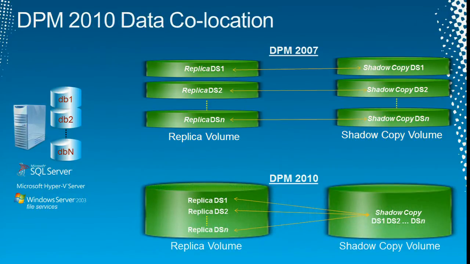And what you're actually going to do is, per data type, create 1 replica volume and 1 shadow copy volume. And that solves that problem. Now, it's not yet for every data type. Not every data type can handle this co-location for the moment. I'm sure they're already working on it in the next version. But for this moment, it's not yet possible. But this is a really cool feature.